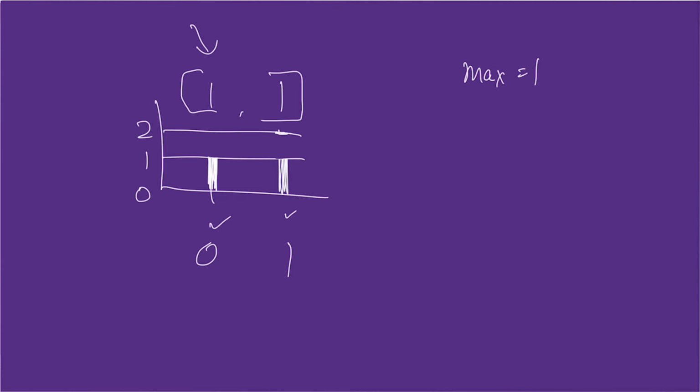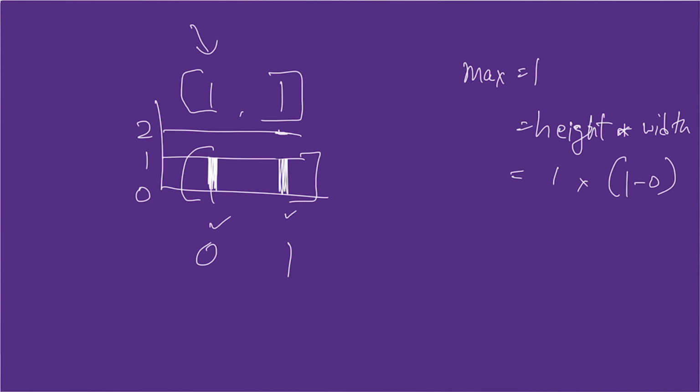And that's because it's height times width, which in this case is 1, which is either of these heights times the width, which is 1 minus 0, which is the right pointer and the 0th pointer, which is 1 times 1, and it becomes 1. Now let's take a different example.